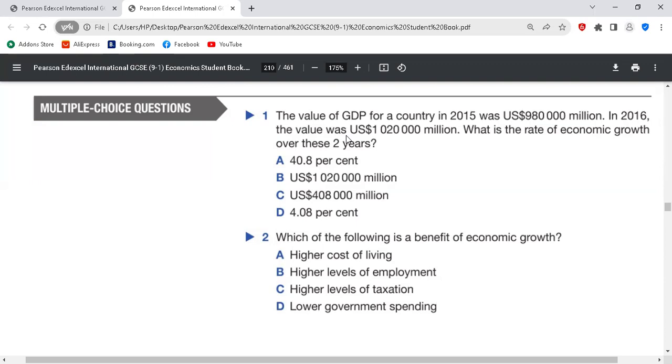Good. Question 2. Which of the following is a benefit of economic growth? B. Great. Higher levels of employment. So that ends our lesson for today, on the topic economic growth. Thank you.